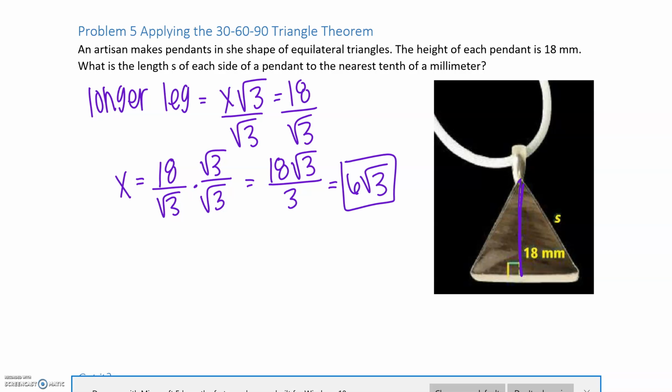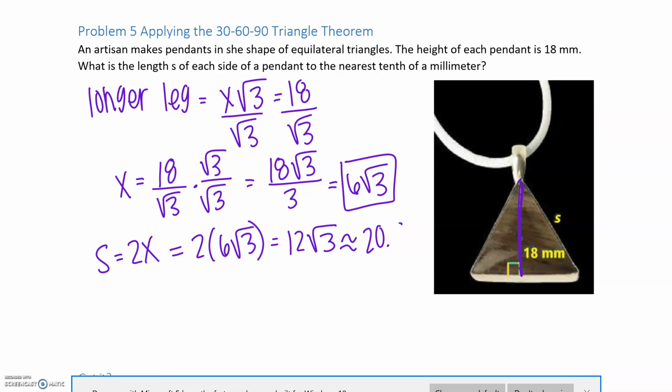From here, we know that our hypotenuse, our s, is going to equal 2 times that x. If our x equals 6 square roots of 3, that means we're going to do 2 times 6 square root of 3. 2 times 6 is 12, and we're left with the square root of 3, so 12 times the square root of 3. That's going to give us about 20.8 millimeters.